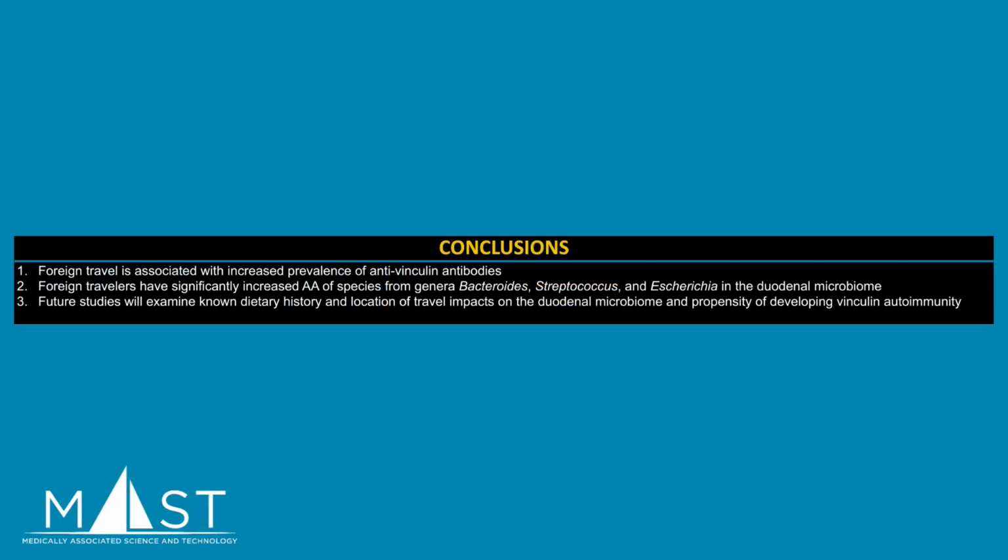1. Foreign travel is associated with increased prevalence of anti-vinculin antibodies. 2. Foreign travelers have significantly increased absolute abundance of species from genera Bacteroides, Streptococcus, and Escherichia. 3. Future studies will examine how dietary history and location of travel influence the duodenal microbiome and propensity of developing vinculin autoimmunity.